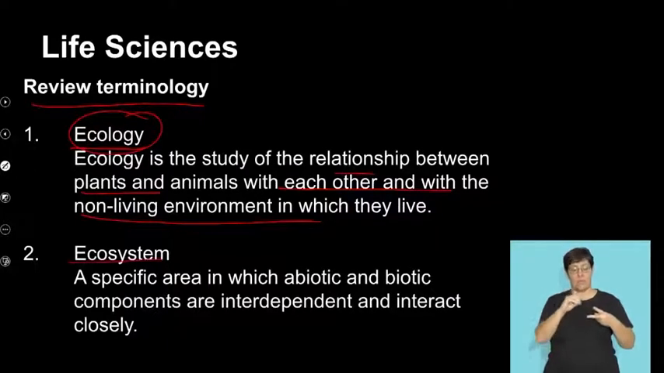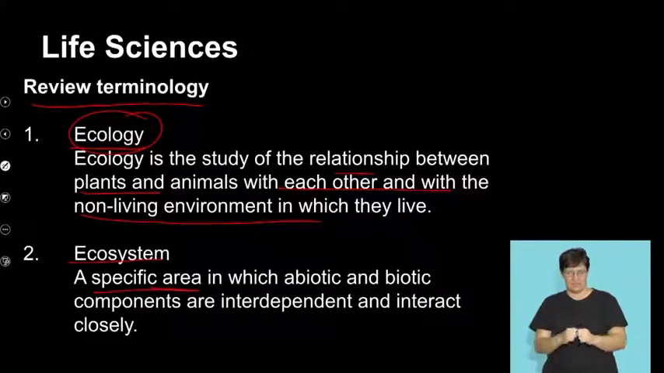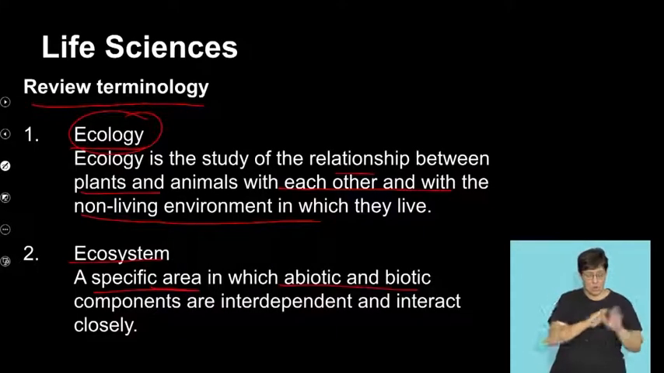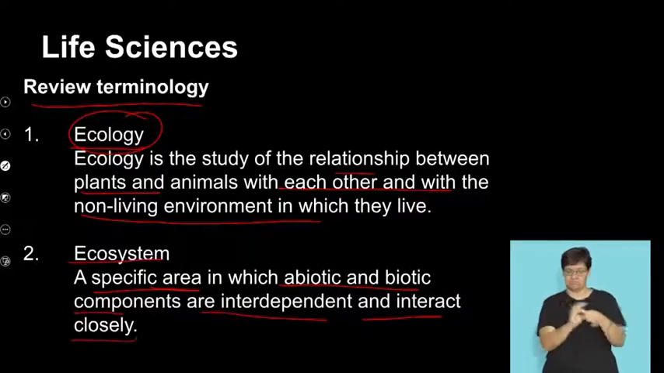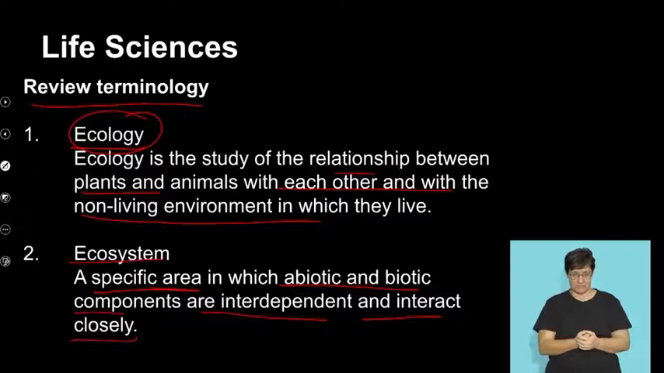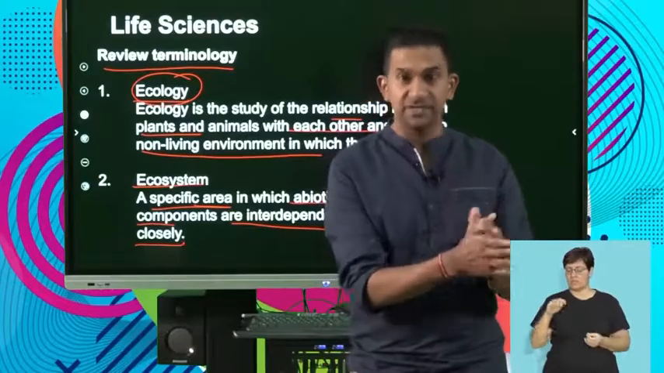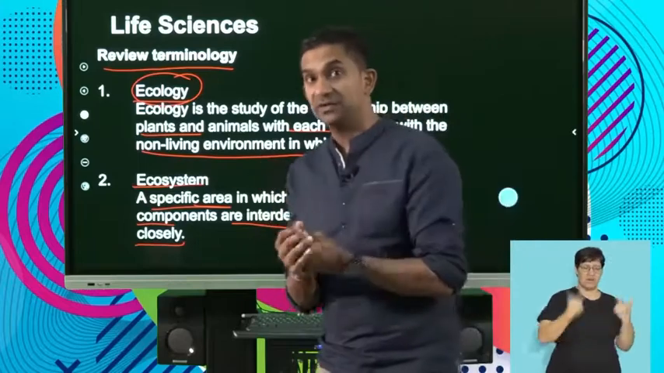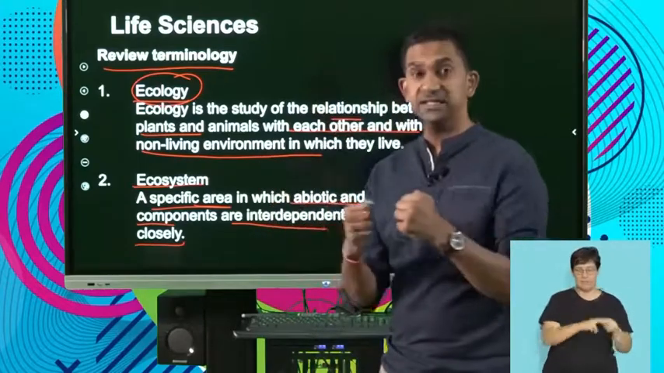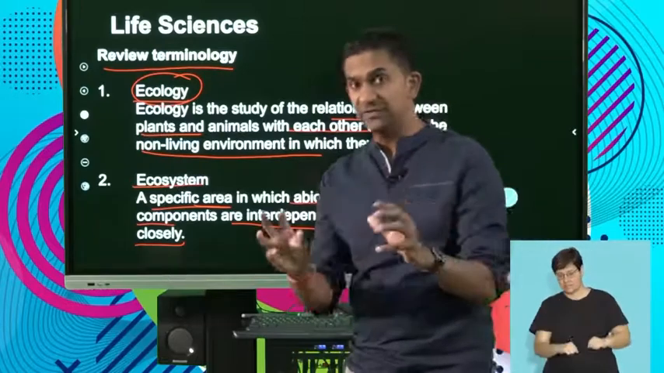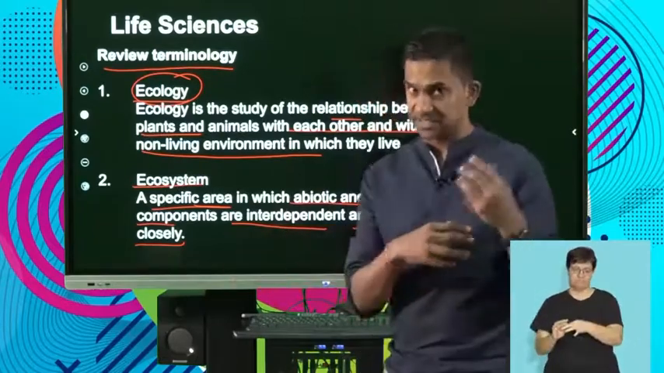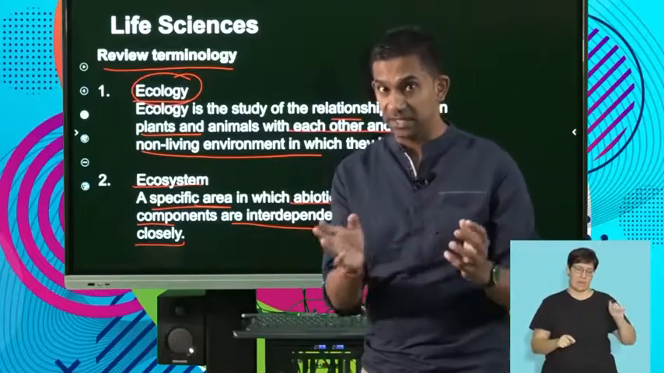Ecosystems is the next term, a specific area or system in which the abiotic and the biotic components are interdependent and interact closely. So obviously when we look at ecosystems, these are areas where you find organisms, which are the biotic factors, interacting with the non-living factors and how they are interdependent on each other. And we notice that ecosystems vary depending on the interactions that exist between the biotic and the abiotic factors.